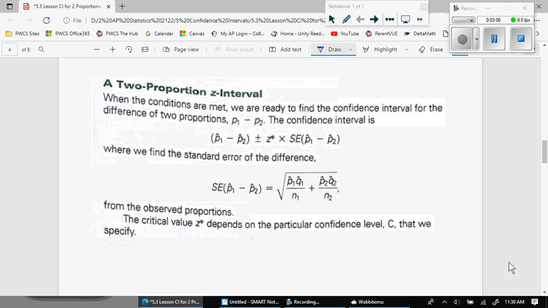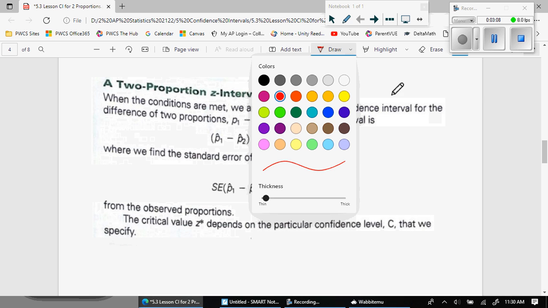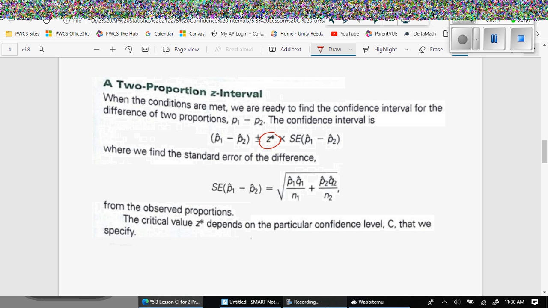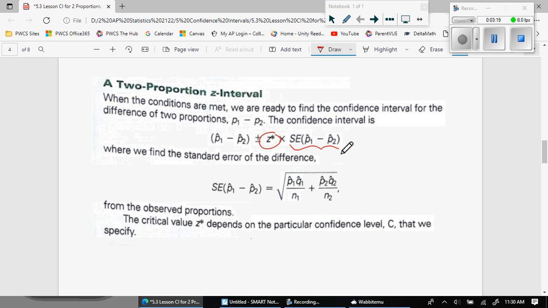So we're still going to be using that Z star critical value that you can calculate using the inverse normal function on your calculator. We still have a standard error, which is right here. It looks a little complicated, but it's basically the standard error for one proportion, but two times. And that Z star times our standard error is still our margin of error.